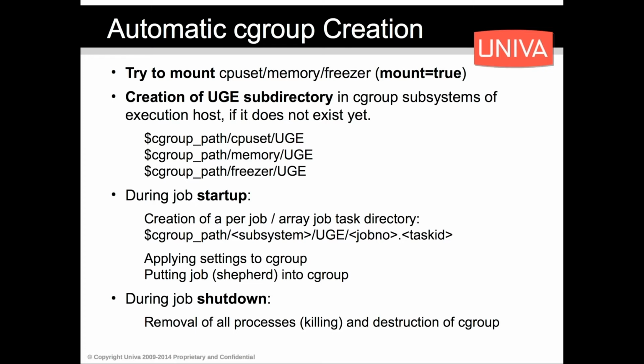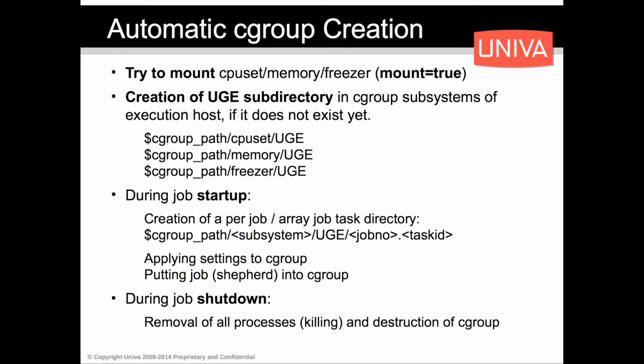So what's going on then on the execution side in Grid Engine when cgroups are going to be used? First, the execution daemon tries to mount the cpuset, memory, or freezer subsystem if it is going to be used. This is only done when the mount parameter is set to true. Usually, the operating system should mount that during startup. But this is more to enforce mounting in situations where it is not mounted.